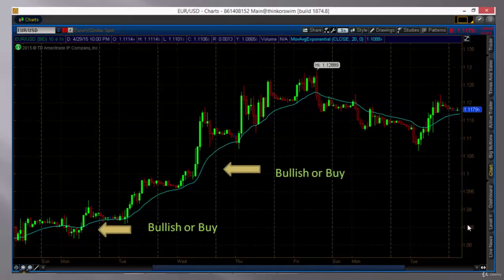So let's take a look at the chart. We're looking at the euro dollar chart here on the 1 hour time frame. And we can tell just by looking at price action that we are clearly in an uptrend. We've got price moving from the lower left to the upper right. We know we're in a strong trend.